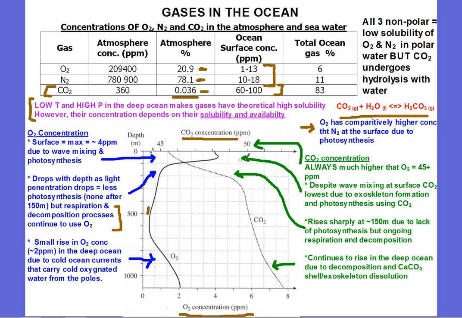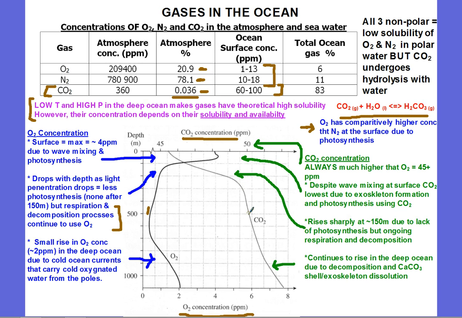At the surface, despite you've got wave mixing with the atmosphere, the carbon dioxide concentration is the lowest due to photosynthesis in the first 150 metres of the ocean using up the carbon dioxide. The carbon dioxide concentration rises sharply at about 150 metres, and that's for the exact opposite reason why oxygen drops. Respiration processes produce carbon dioxide, and also decomposition processes can produce carbon dioxide, and they're ongoing even though photosynthesis is stopped, and therefore the carbon dioxide concentration increases.